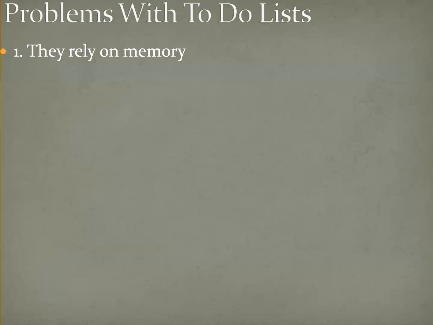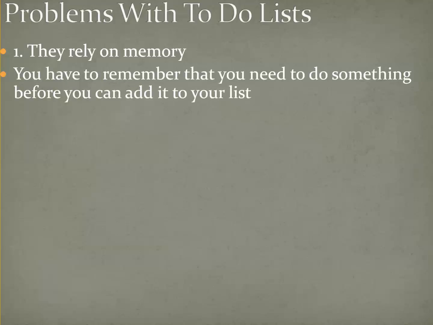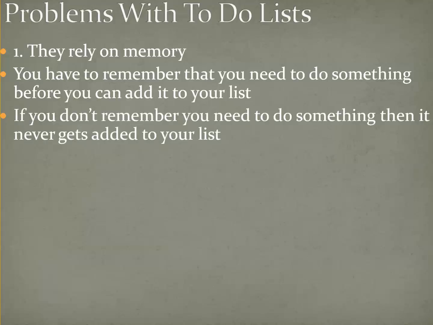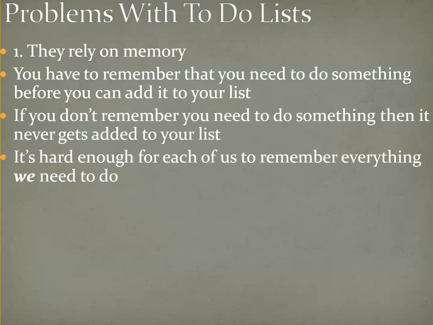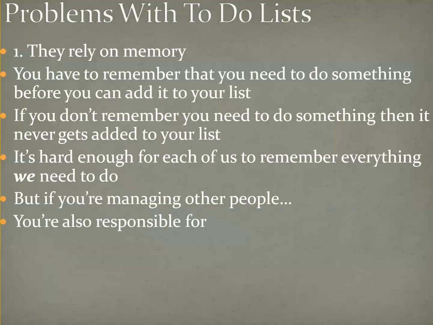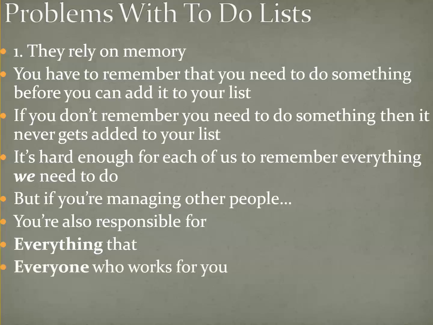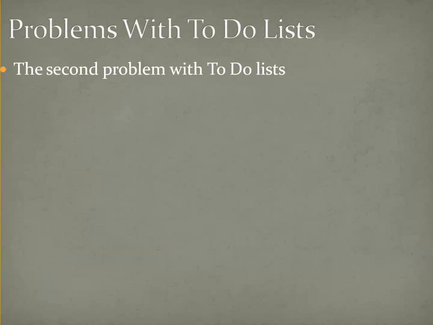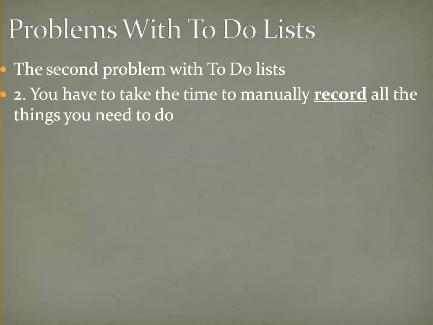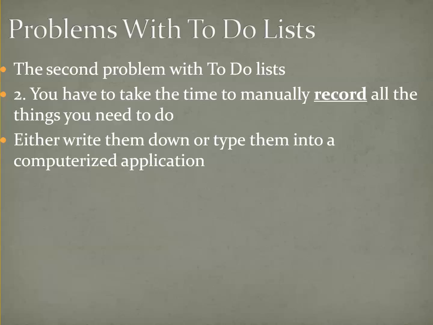Number one, they rely on memory. You have to remember that you need to do something before you can add it to your to-do list. And if you don't remember that you need to do something, then it never gets added to your list. And it's hard enough for each of us to remember everything that we need to do. But if you're managing other people, then you're also responsible for everything that everyone who works for you needs to do. So the other problem with to-do lists is that you have to take the time to manually record all of the things that you need to do, either write them down or type them into some computerized application.